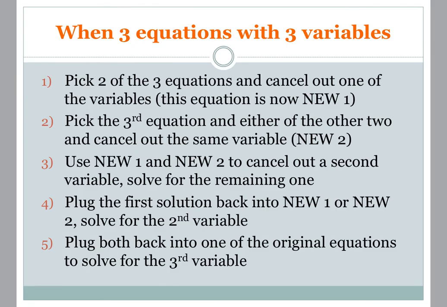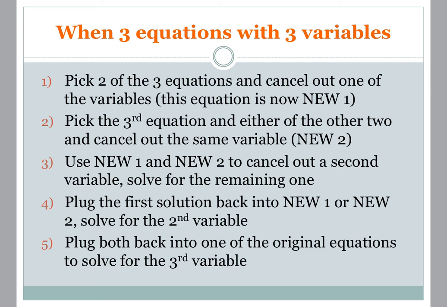All right, this is what happens if all three equations have all three variables, okay? It's a lot of words. It sounds like a lot. I promise if you practice it, you'll be fine. But we are going to start by picking two of the three. It can be any two of the three equations. And we're going to cancel out a variable. And you can cancel out any of the three variables. So picking two, canceling out a variable.